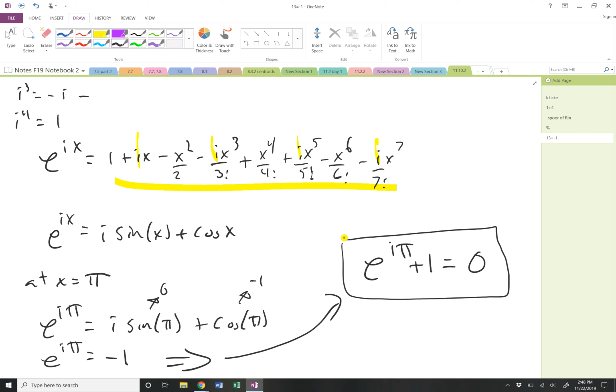One equation that connects all 5 of the most important numbers in mathematics. This is one of the many equations called Euler's equations or Euler's identity. So pretty amazing.